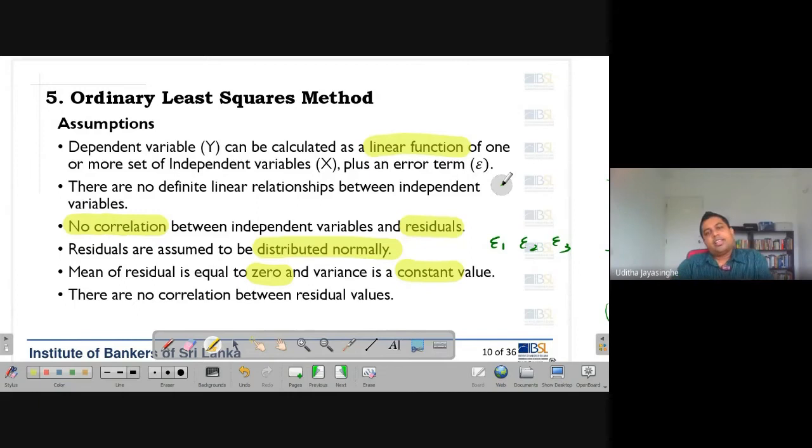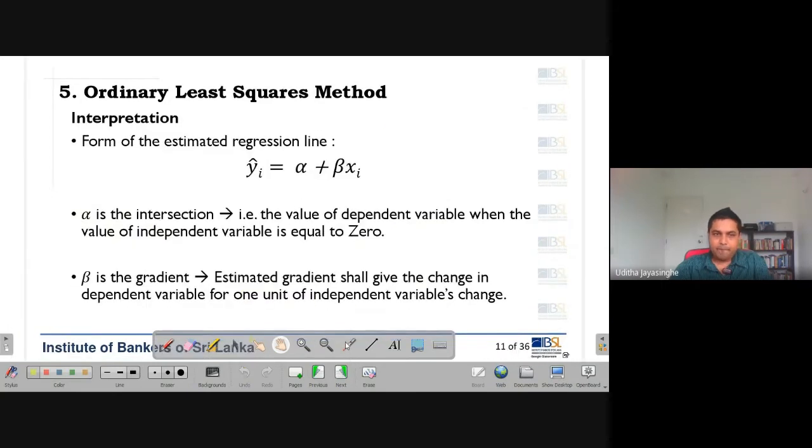Bear in mind that in the exam questions, I'll show you where these points are sometimes brought up by the examiner, and with your judgment, you have to make a call on whether this is a best fitting line or otherwise. So these are good assumptions to keep in mind.